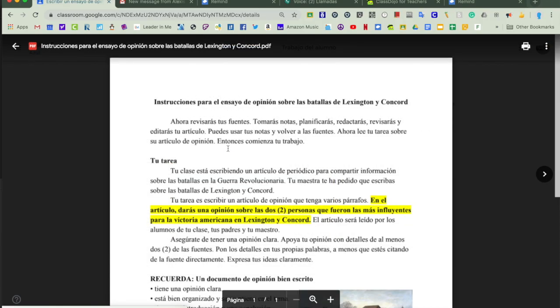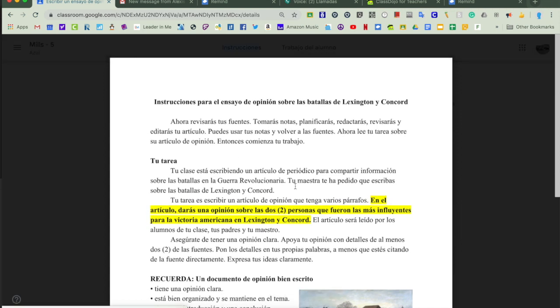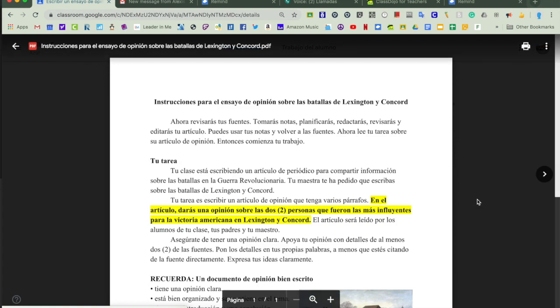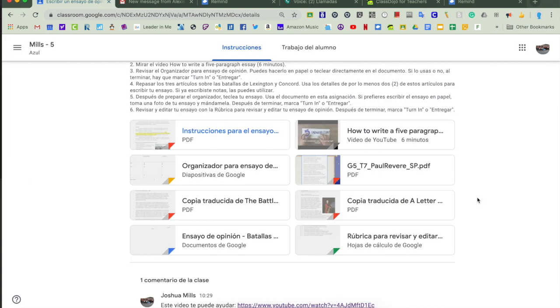They're going to give their opinion about the 2 people they think were most influential in the American victory in the battles of Lexington and Concord. And there's a nice review. We posted this one a few weeks back, and that's about writing a 5-paragraph essay. It's actually an opinion essay, the example they gave in here.